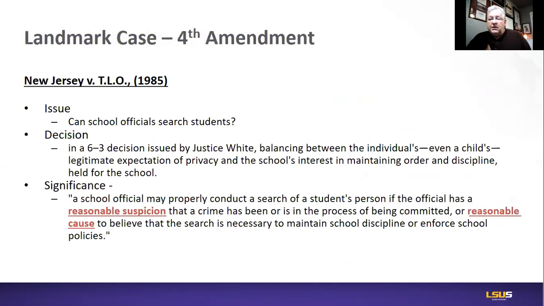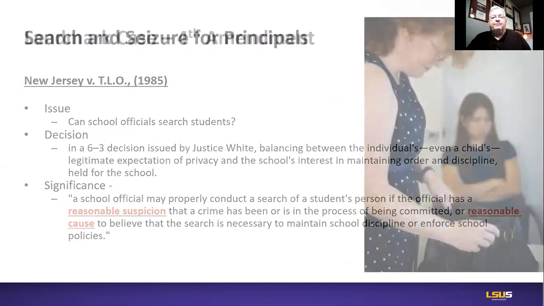So you can see, and we're going to talk about this here in just a second, school officials may properly conduct a search of a student's person if they have reasonable suspicion. So a reasonable suspicion standard, rather than the police officers are required to have probable cause. So reasonable suspicion. And we'll talk a little bit more about that in the next slide.